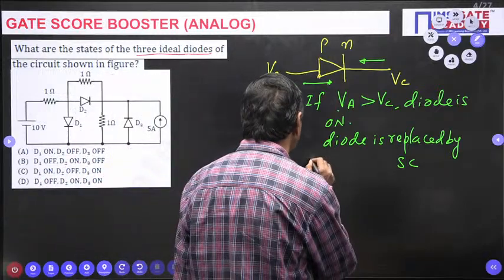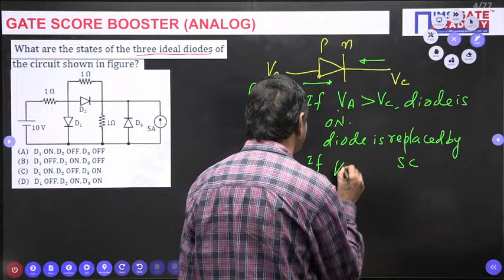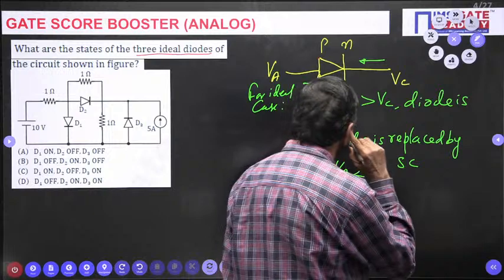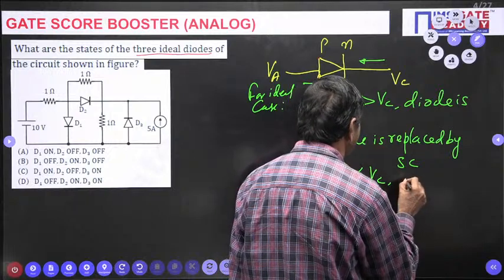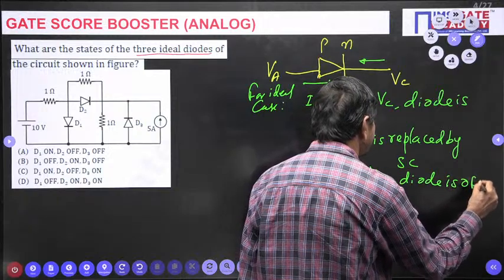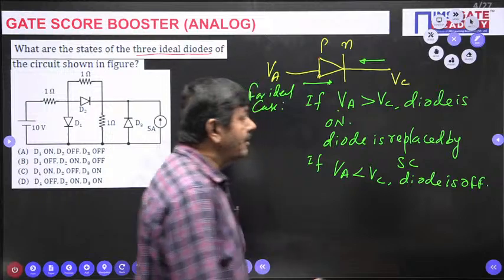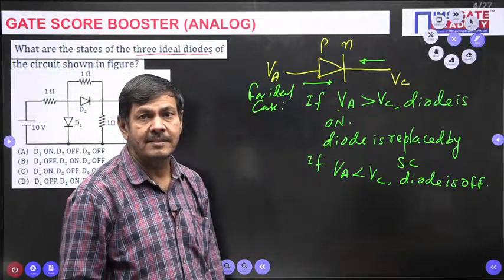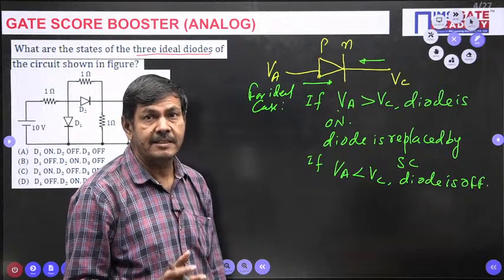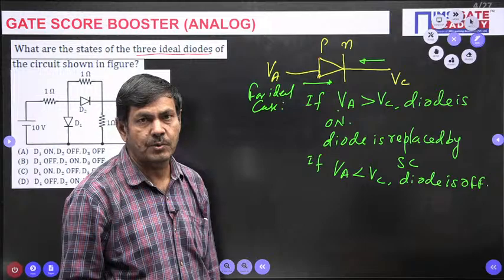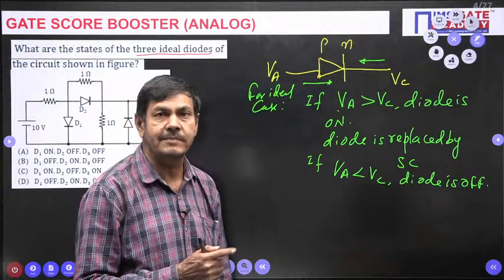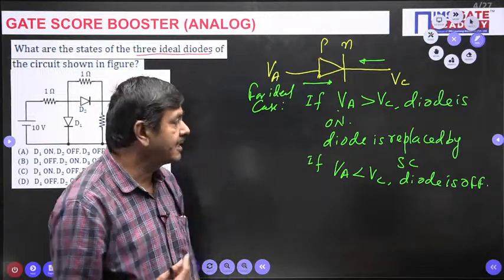The next condition: if VA is less than VC, the diode is reverse biased, the diode is off. Diode off means the diode is reverse biased. This is reverse bias only. What does reverse bias or off mean? Not conducting. What is the meaning? It is an open circuit, and when there is an open circuit, no current flows. That means when VA is less than VC, very simply, the diode is replaced by an open circuit.